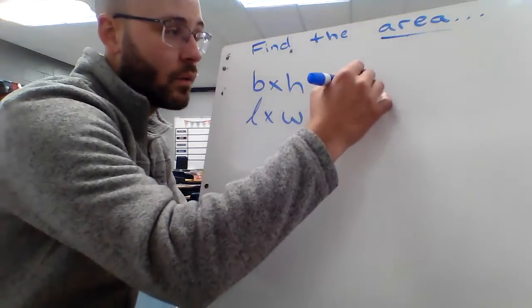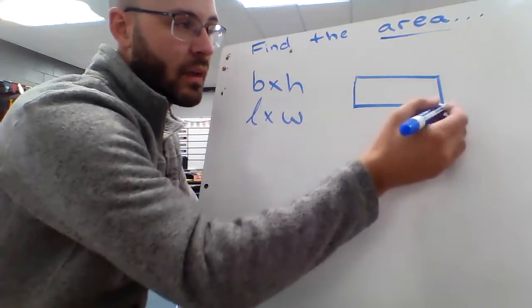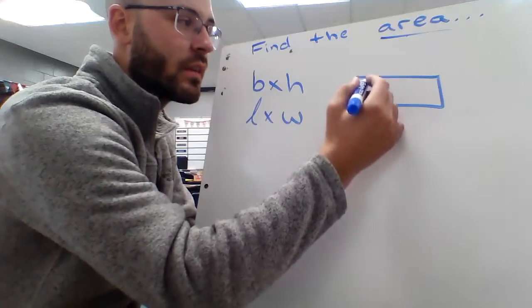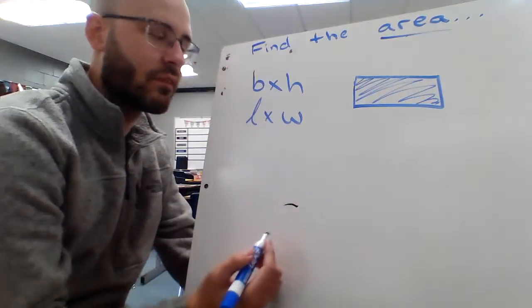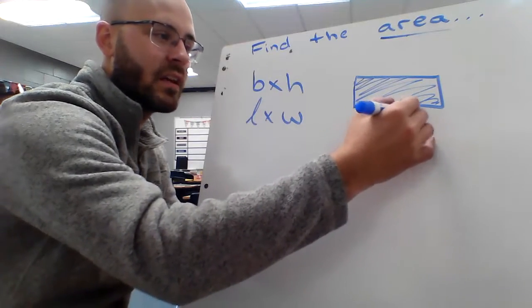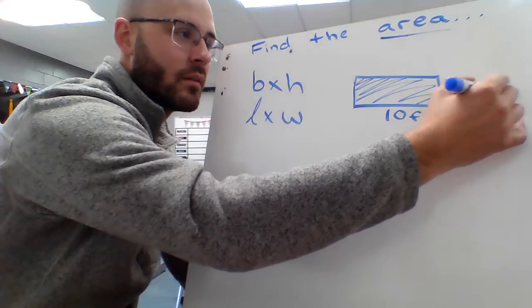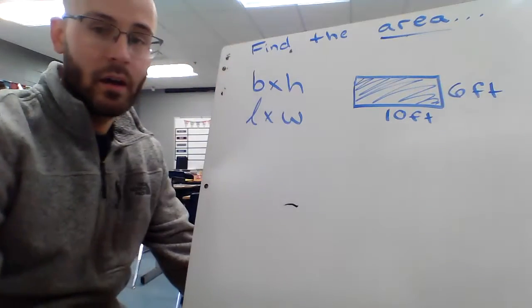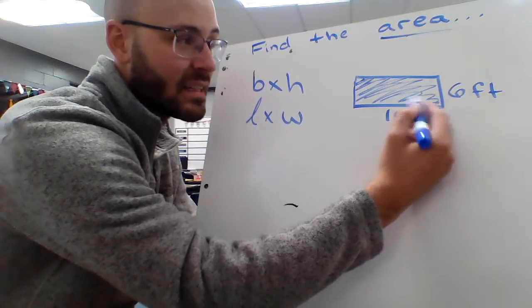So on area, little reminders too. We are not measuring the perimeter, the edge of the shape. We are measuring the guts of the shape, so the inside of a shape. Like if this was a fish house that was 10 feet long and 6 feet wide, well, how many square feet are in the inside? I have to measure to see how big this inside part is.